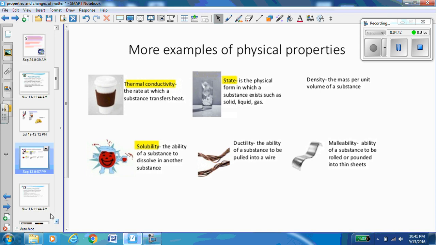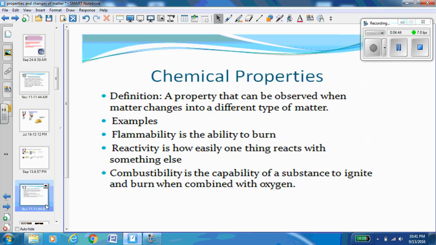Now let us take a look at chemical properties. Chemical properties is a property that can be observed when matter changes into a different type of matter. So now when matter goes through these changes and it changes into something different, that is when we can observe what are called chemical properties. There are three specific chemical properties that we're going to talk about.